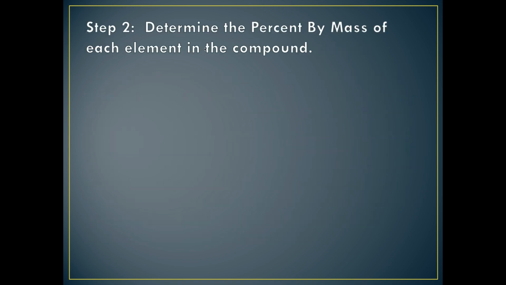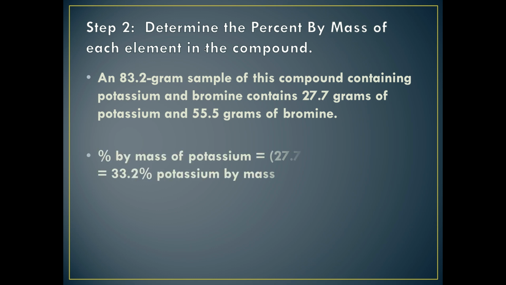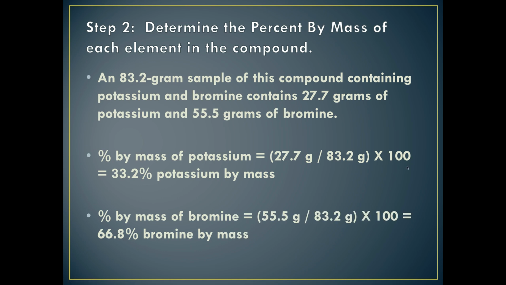So let's find the percent by mass of the potassium and the bromine given some data. Let's say the substance weighs 83.2 grams, and we were able to decompose that into 27.7 grams of potassium and 55.5 grams of bromine. To find the percent by mass is very easy. You just take the mass of potassium and divide it by the mass of the sample times 100. And then for the bromine, you do the same thing. You take the mass of bromine divided by the mass of the total sample times 100.